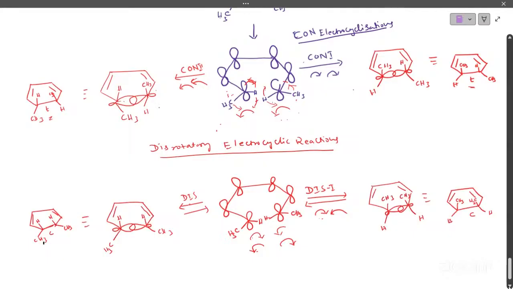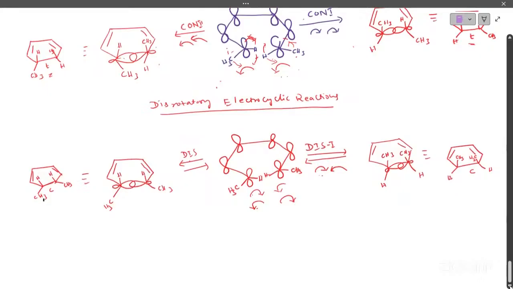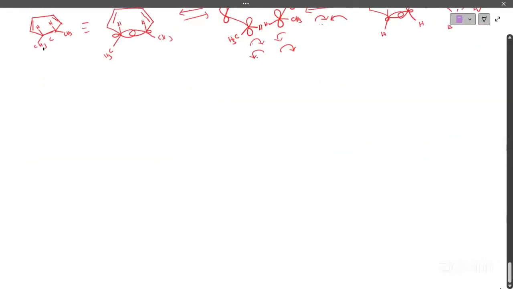But the stereochemistry depends on the substrate that you have taken. These are the two stereochemical modes of electrocyclization reaction or electrocyclic reaction. One is the conrotatory electrocyclization. The second one is the disrotatory electrocyclization.